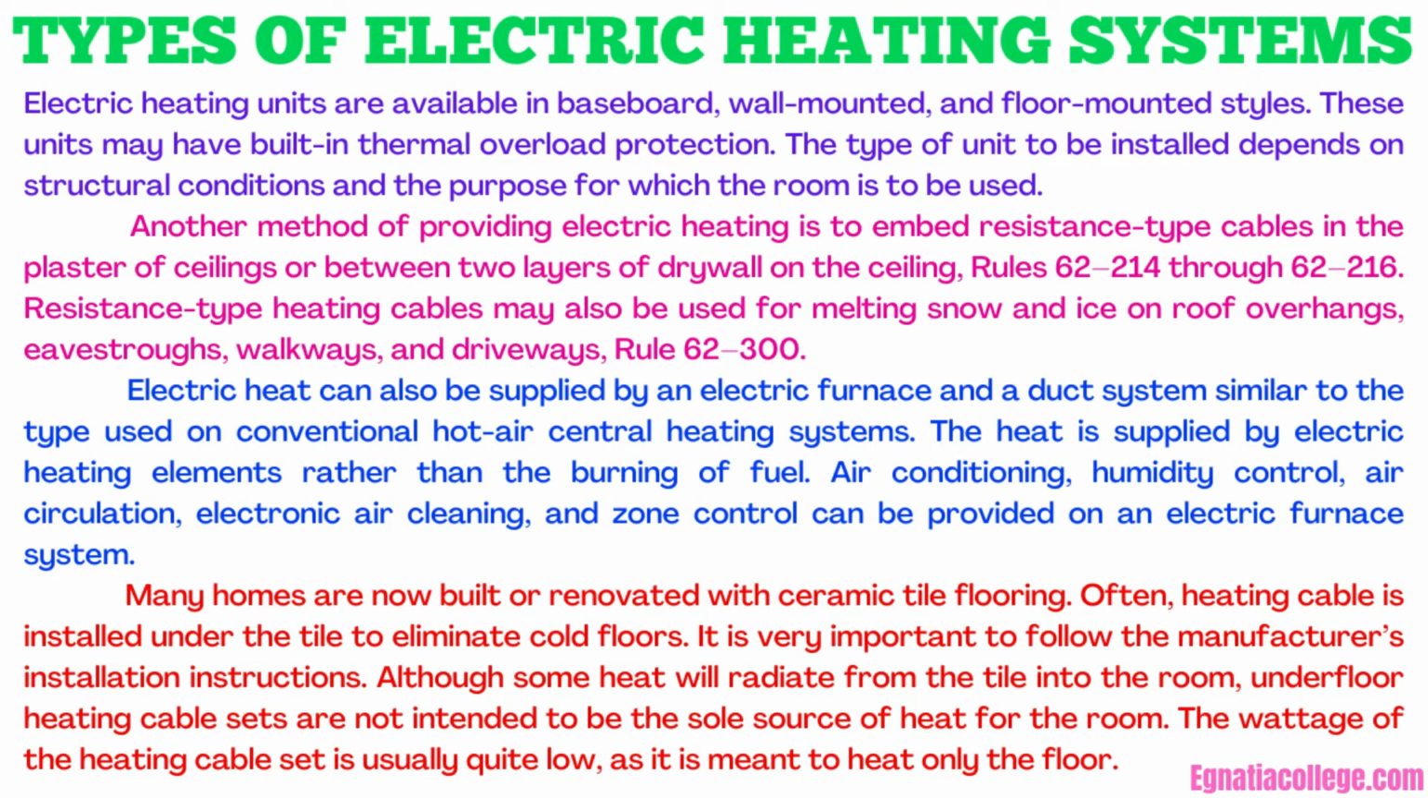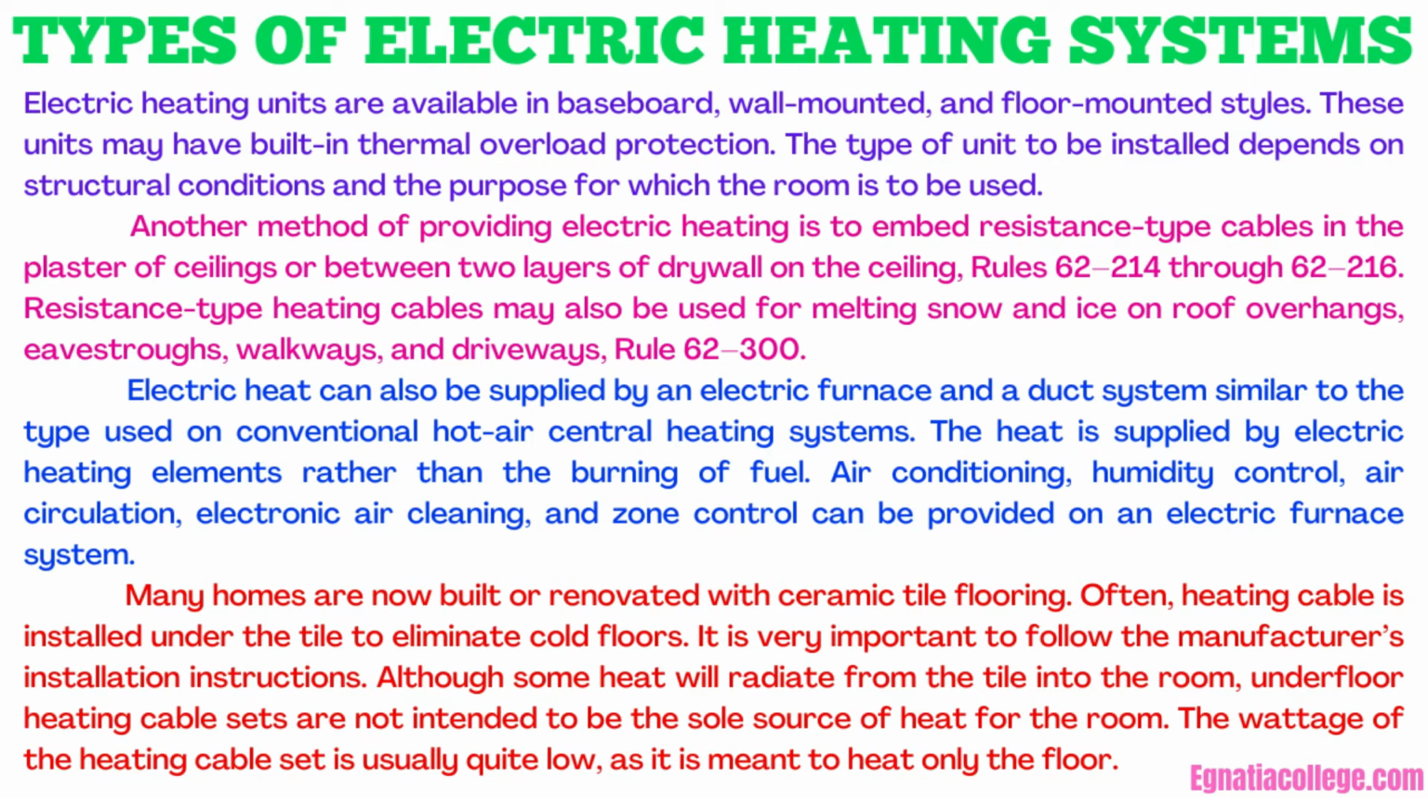Electric heating units are available in baseboard, wall-mounted, and floor-mounted styles. These units may have built-in thermal overload protection. The type of unit to be installed depends on structural conditions and the purpose for which the room is to be used. Another method of providing electric heating is to embed resistance-type cables in the plaster of ceilings or between two layers of drywall on the ceiling, Rules 62-214 through 62-216.